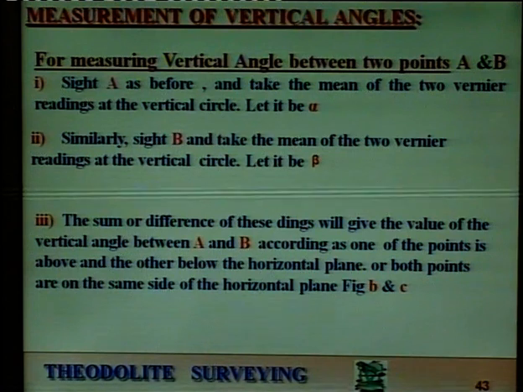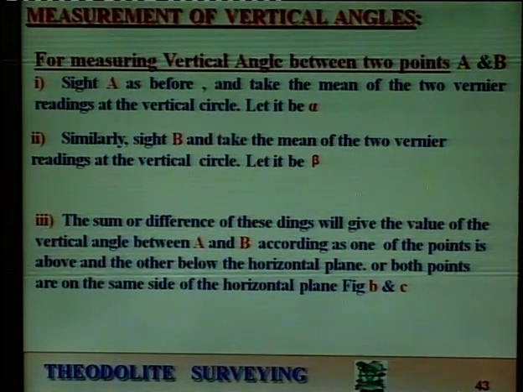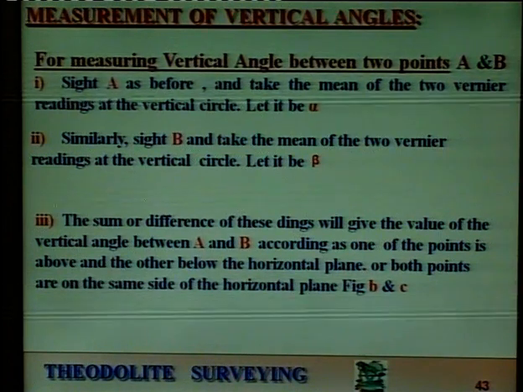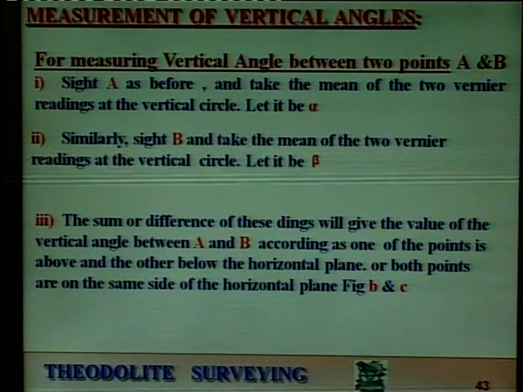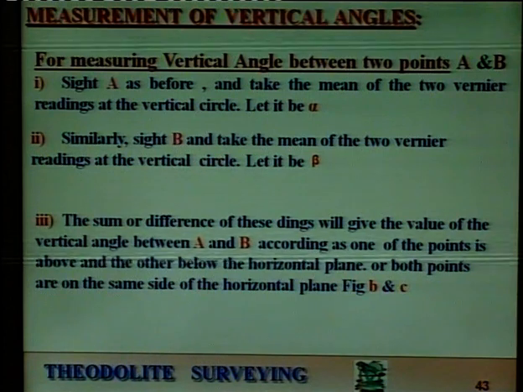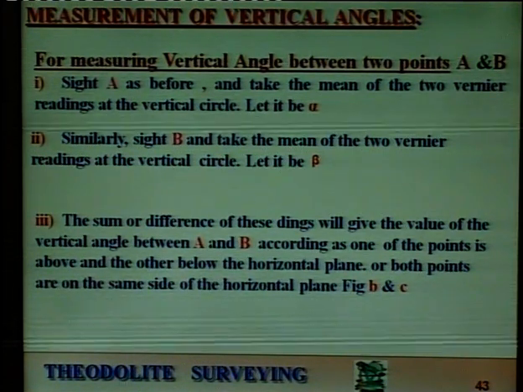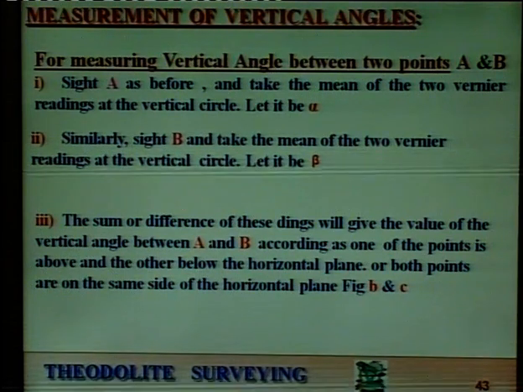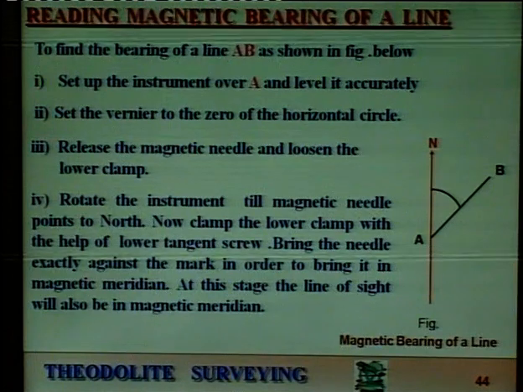let it be beta. The sum or the difference of these readings, depending upon the situation, will give the value of the vertical angle between A and B, according as one of the points is above or below the horizontal plane, or both points are on the same side of the horizontal plane. Either they can be on the upside or on the downside.